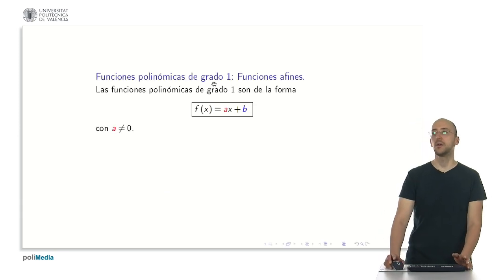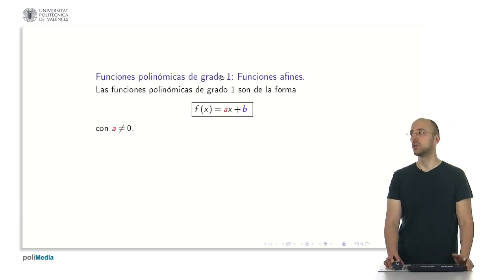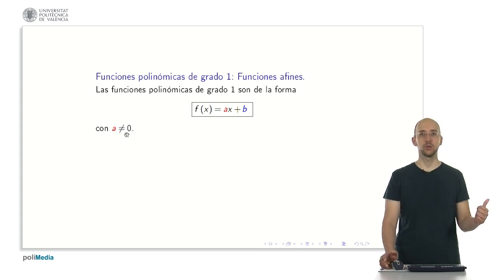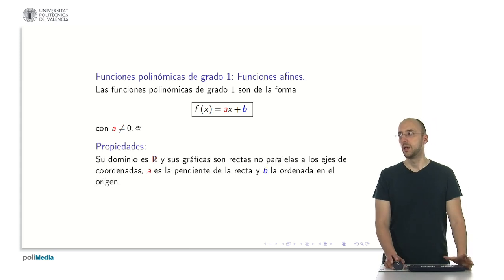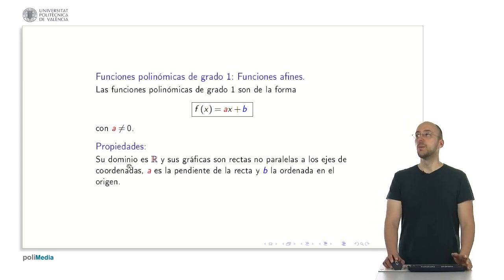Let's talk now about polynomial functions of grade 1, called affine functions. They are functions of the form ax plus b, where the grade is 1, as you can see, and a must be different from 0. Because if it is equal to 0, we would talk about a constant function, which is the previous example. The properties. Its domain includes all real numbers, and its graphs consist of lines that are not parallel to the coordinate axes. a is the slope of the line, and b is the y-intercept.